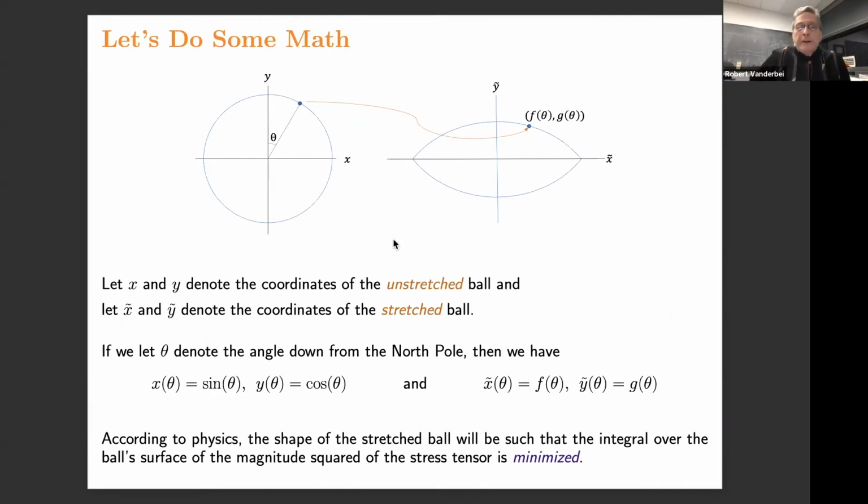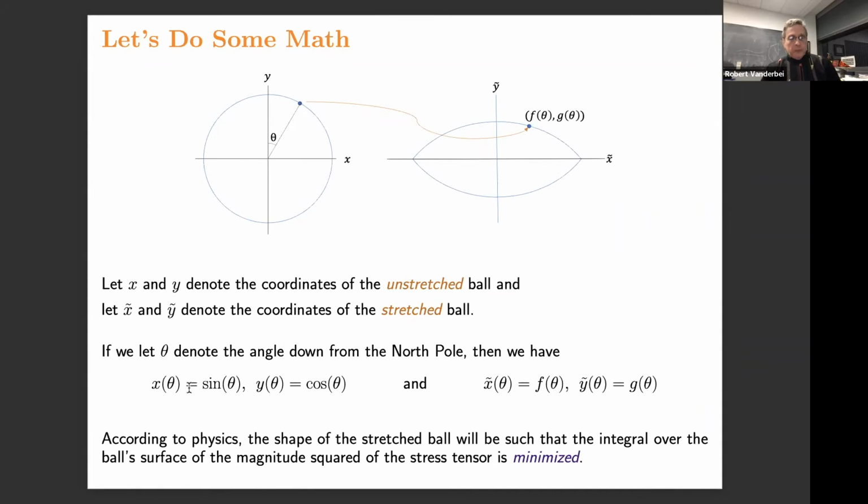So we're going to do a little bit of math, and then we'll get into an optimization problem, and then we'll solve this optimization problem. The x and y variables will denote the coordinates in the unstretched ball, and I'll use x tilde and y tilde to denote the coordinates in the stretched version of the ball.